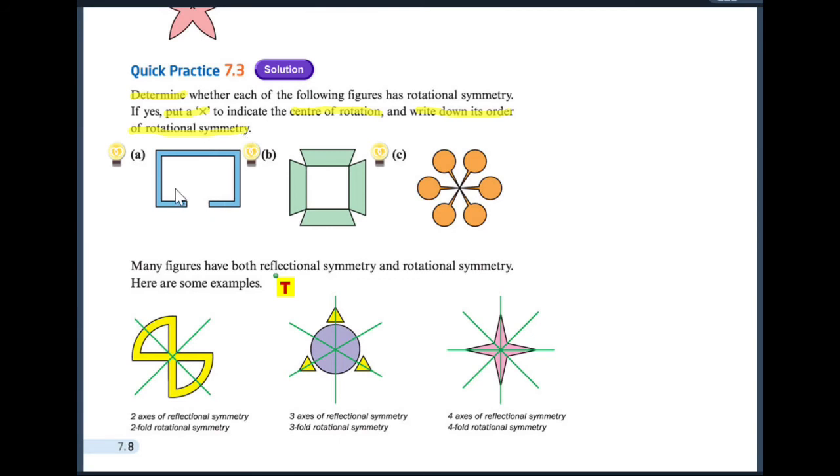So let's have a look at figure A here. In figure A, if it is a complete rectangle, it should have. But now you see that you have the gaps here. You have the gaps in these figures in part A. So you found that in the whole complete revolution, it just repeats itself once only. So it is not a rotational symmetry figure. So let's write down the words.